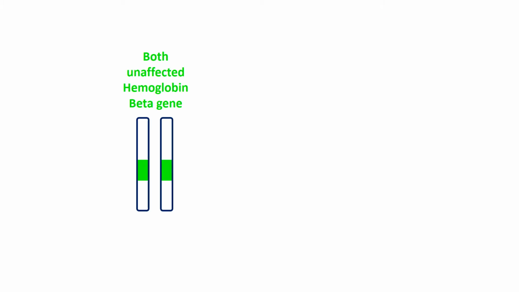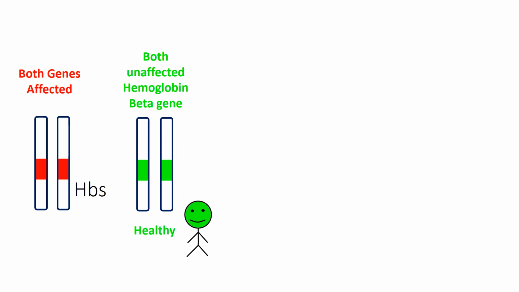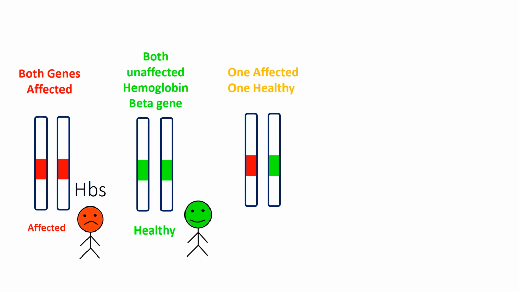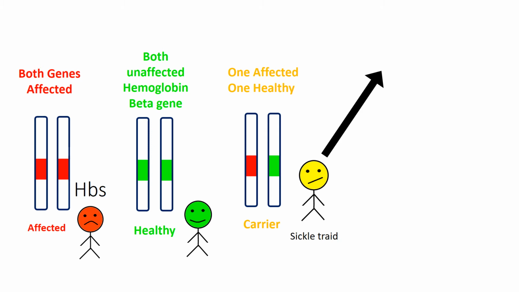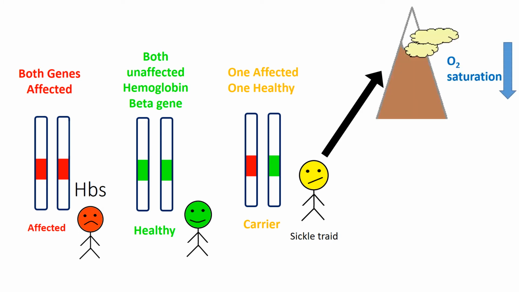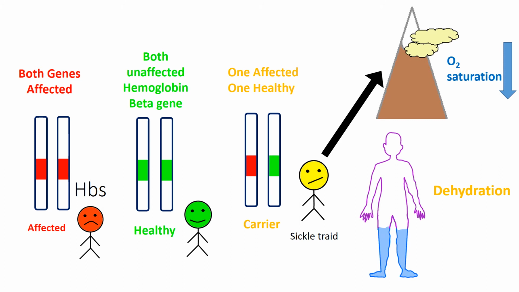If both the beta genes are unaffected, it's a healthy being. A healthy being is a happy being. But if both the copies of beta genes are affected or mutated in the same 6th position, then it's called hemoglobin S, sickle cell hemoglobin. But in the case of one affected or mutated and another healthy beta gene, it's called a carrier, also known as sickle trait. They do not show any symptoms unless they are exposed to severe situations like high altitude where the oxygen saturation is low leading to hypoxia, severe dehydration, physical and emotional stress, even pregnancy.